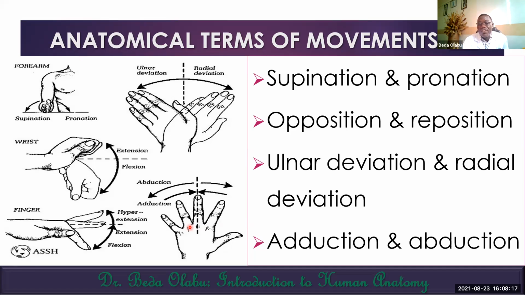But in the foot, the reference is the second toe. So counting from the big toe as the first one, the second one is the reference point. The toes move away and towards the second toe. And so that would be the reference point for adduction and abduction. This other one shows you flexion and extension of the fingers. So when I do like this, I'm flexing the fingers. When I do like this, I'm extending my fingers. Extension, flexion.